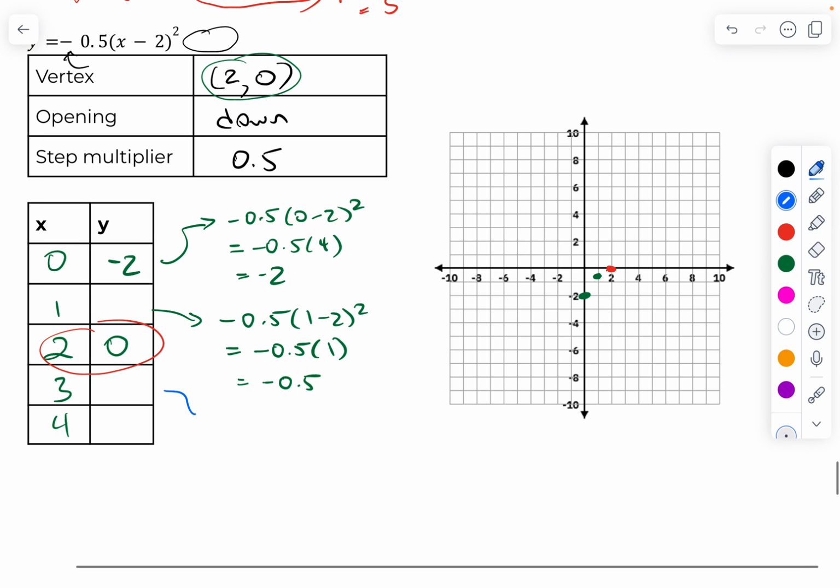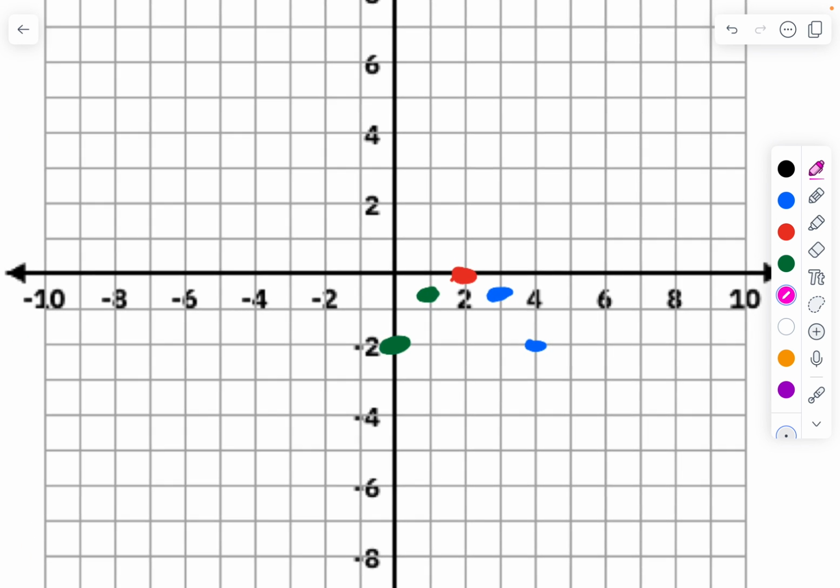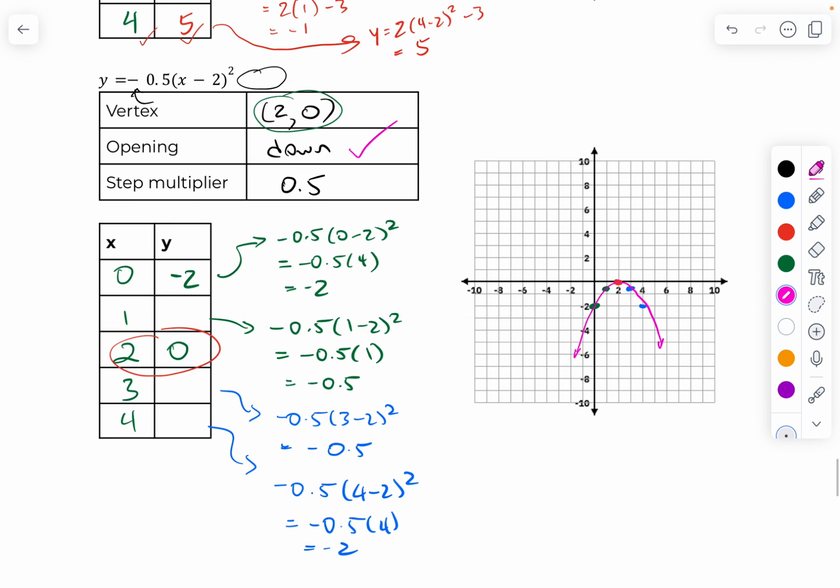Okay, I'm going to do this next one. Negative 0.5 times (3 minus 2) squared. I calculate that, it's negative 0.5. So 3 is negative 0.5, and this last one, negative 0.5 times (4 minus 2) squared is negative 0.5 times 4, which is negative 2. Okay, so again, I'm seeing that my parabola is symmetric. It opens down just like I predicted, so that's good news. That's how we graph parabolas using a table of values.